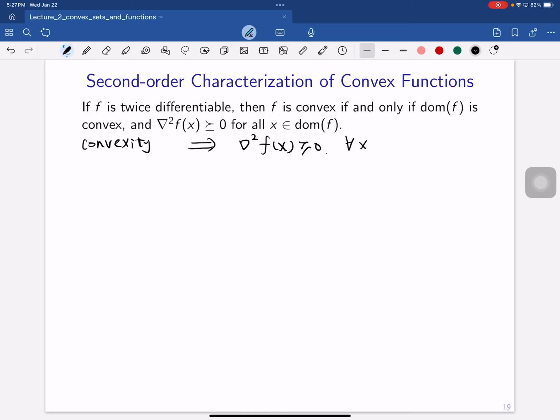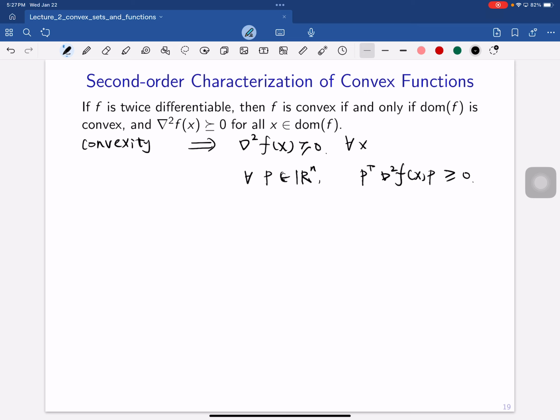Now, if you are not so fluent with linear algebra, you may get confused with positive semi-definiteness when you first play with it, right? So let's first remind you, what does PSD mean? Positive semi-definite of a matrix means for any vector P in Rn, we have P transpose the Hessian of f times P always has to be greater than or equal to 0. Okay, that's what positive semi-definite means.